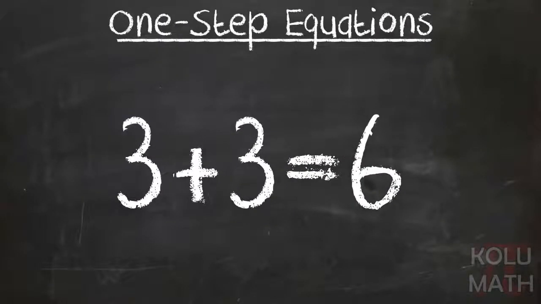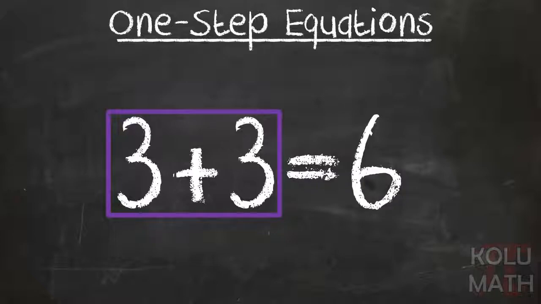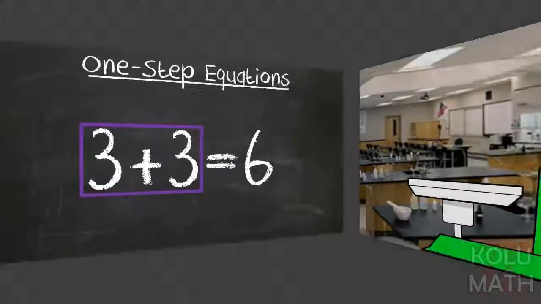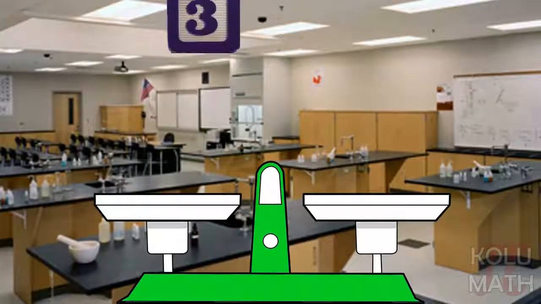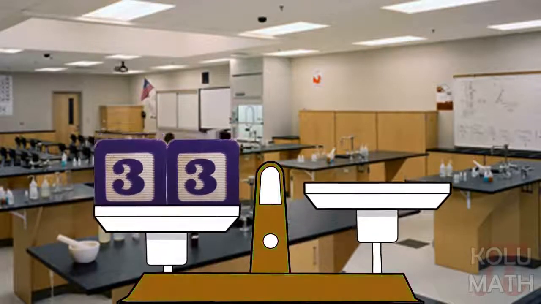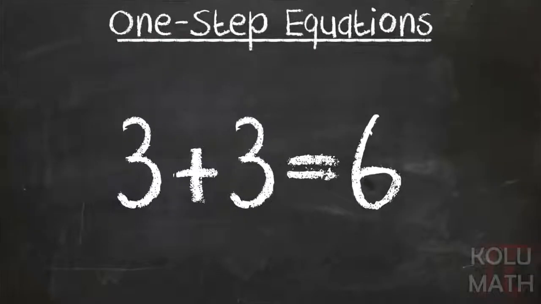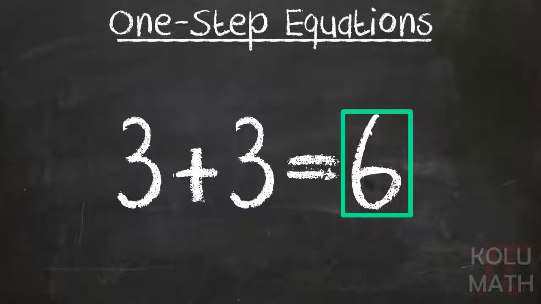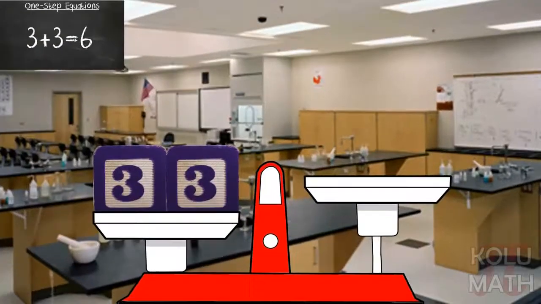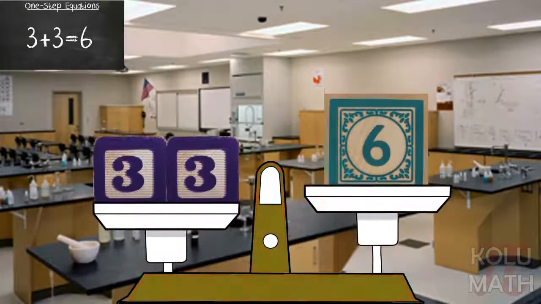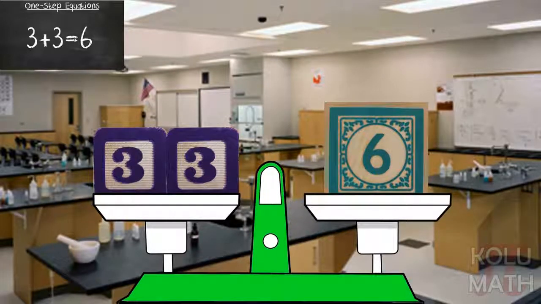3 plus 3 equals 6. The first part of that equation is 3 plus 3. So let's go ahead and model that on our scale. You can see the scales become unbalanced. We have to finish the equation to make it balance. On the right-hand side, we have 6. So let's place a 6 on the right-hand side of our scale. And you can see they balance each other out. 3 and 3 is 6.